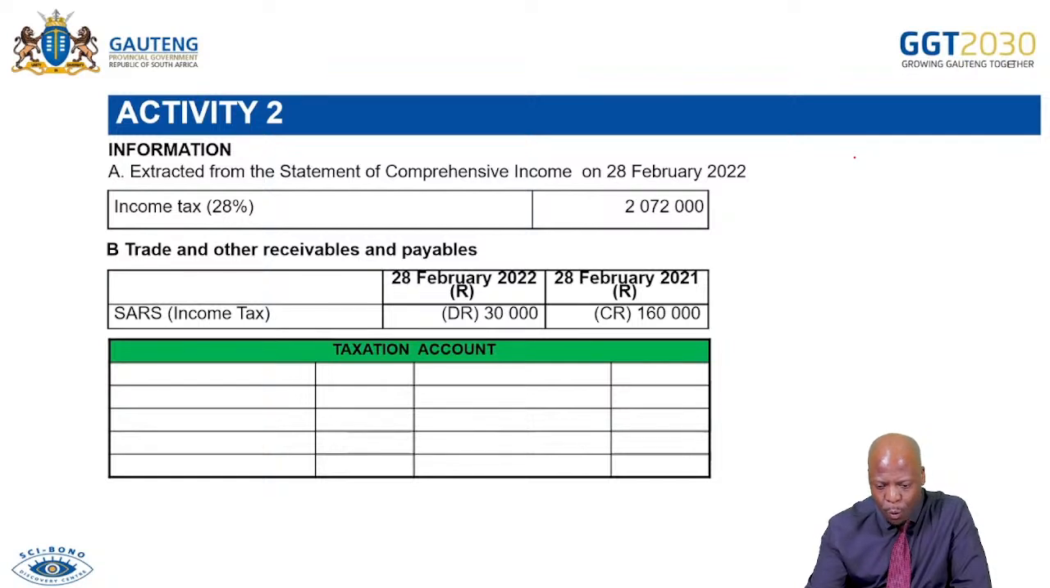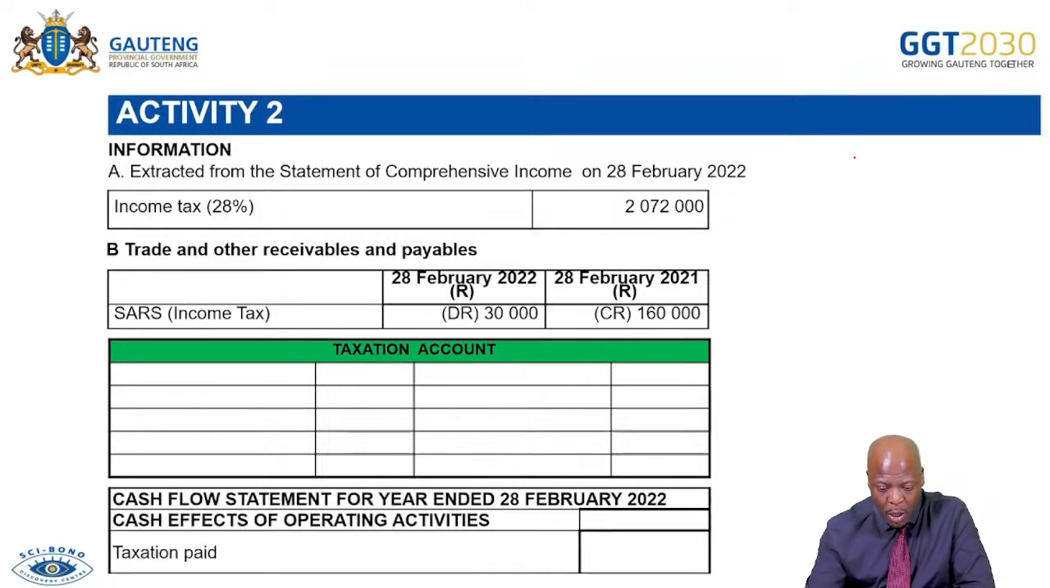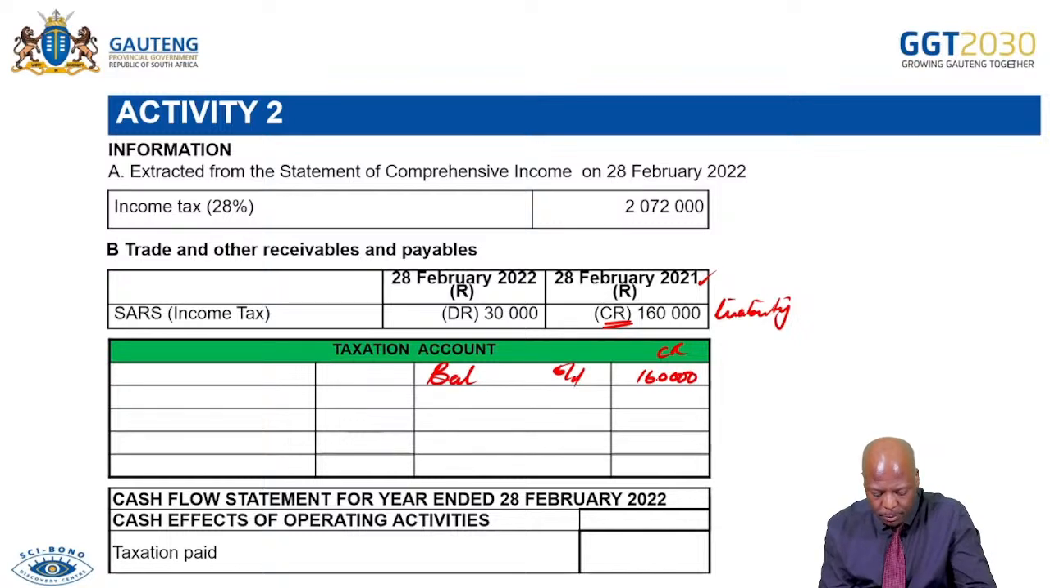All right, this is what we're going to do. We're going to do a tax account again today, and then in the next class we do a note, and then the next time we do something different. Okay, and we need to show it over here. We understand that the income tax for the year is 2,072,000. If we come to the previous year, that is 2021, we had a credit balance. A credit balance simply means we're owing SARS. It was a liability. So I would come here and I would say my balance on the credit side, balance brought down 160,000. All right?